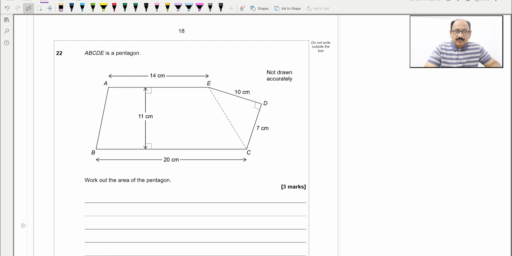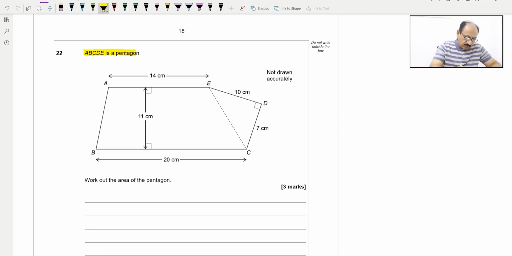Compound shapes mean there are two shapes which are attached to each other. So these are very interesting questions. Hopefully this will increase your skill level. If we go through the first question, this says ABCDE is a pentagon, and keep in mind the diagram is not drawn to scale.